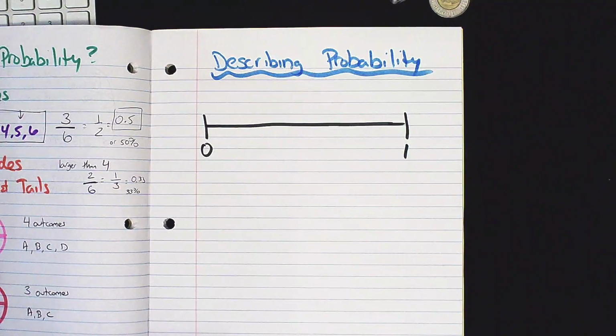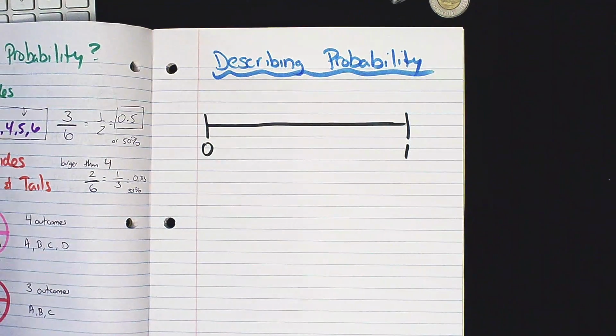Today we're going to look at describing probability. To describe probability, we do this out of 1. Our number line is just 1. You may have heard me mention this in the past. If you're in grade 7 and you're watching this, you know I've mentioned this in the past. So let's talk about what this means.